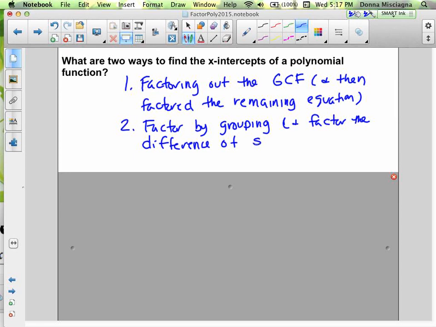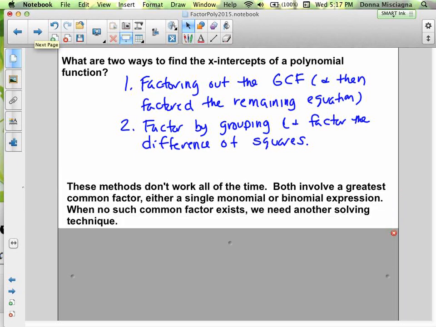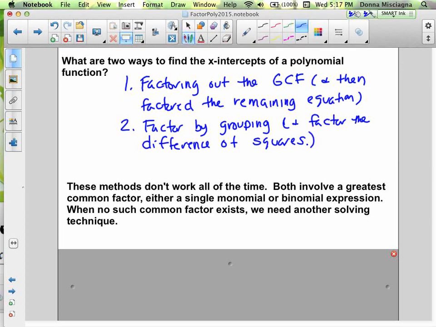Now, these methods are great. They're very efficient. They're not too difficult. The problem is they don't work all the time. So these methods don't work all the time. Both involve a greatest common factor. Either a single monomial, and that would be true for when we're factoring out a greatest common factor, we have some common monomial factor, or a binomial expression. And factor by grouping, we have a common binomial expression. Right? And we find that using factor by grouping. When no such common factor exists, we need another solving technique.